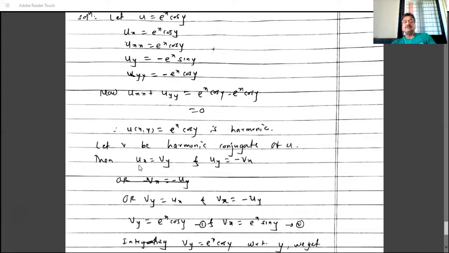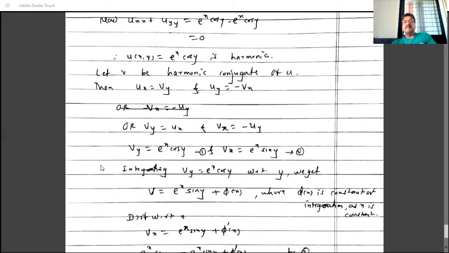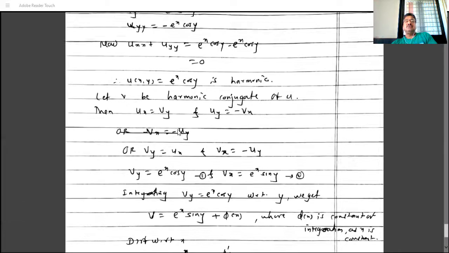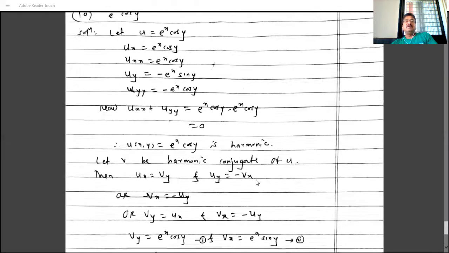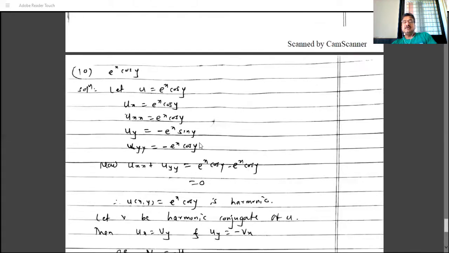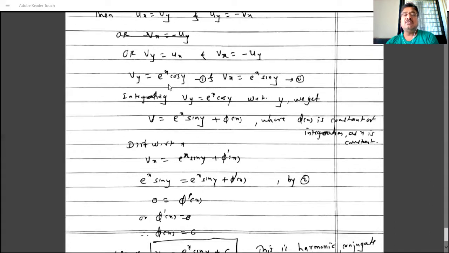Now let v be a harmonic conjugate of u. Then we have these two equations: ux is equal to vy and uy is minus vx, or we can write vy is equal to ux and vx is equal to minus uy. And so vy is equal to ux, which is e raised to x cos y, and vx is equal to minus uy. So uy is this, minus becomes plus, e raised to x sin y. So this is equation number 1, this is equation number 2. In order to find v, we have to integrate equation number 1 with respect to y, or integrate equation number 2 with respect to x.